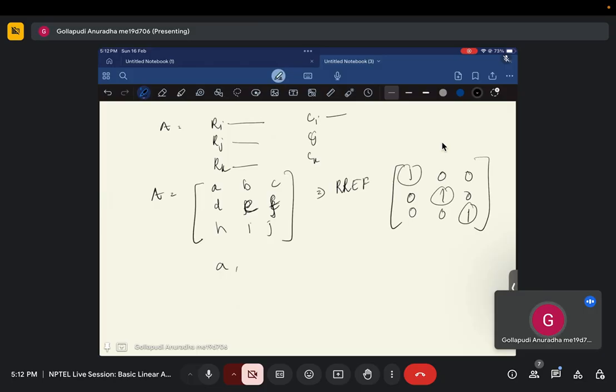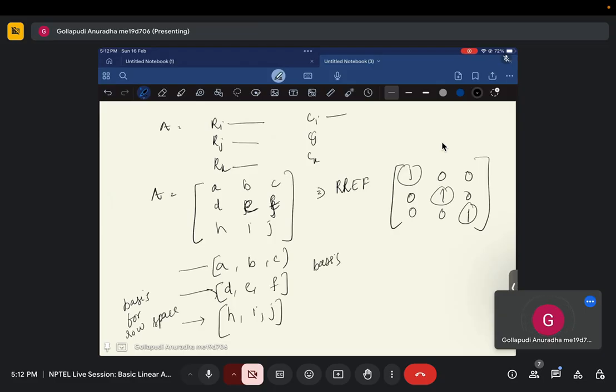So my A, B, C, my D, E, F, and my H, I, J, these are my three basis vectors for the row space. And for the basis of my column space, because I have pivots here, the corresponding columns are A, D, H, then B, E, I, and C, F, J, right? So these are not equal, no?